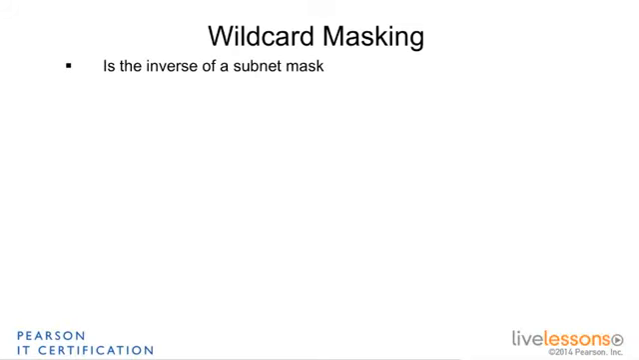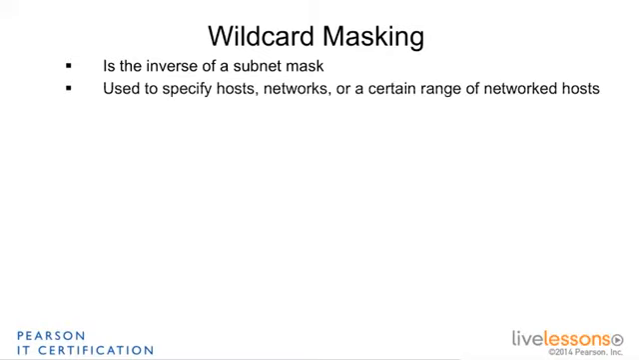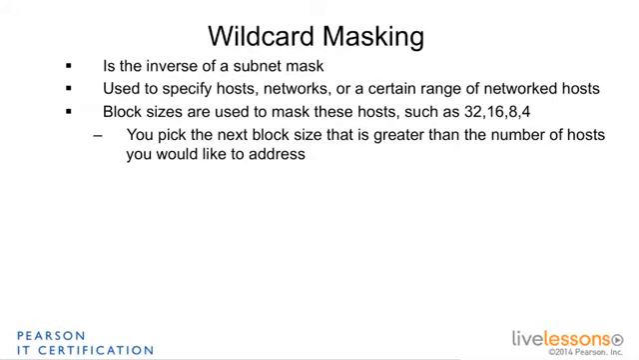Wildcard masking is the inverse of a subnet mask. It's used to specify hosts, networks, or a certain range of network hosts, similar to what we do with a subnet mask. In this case, block sizes are used to mask these hosts, such as 32, 16, 8, or 4. When you're configuring a mask, you pick the next block size that is greater than the number of hosts you would like to address.